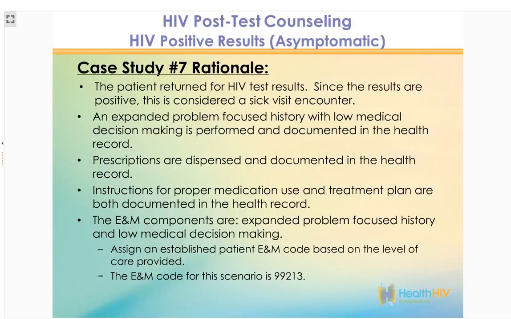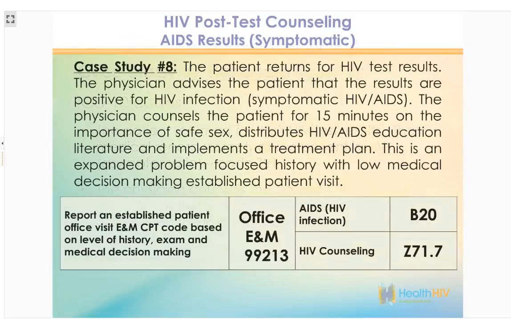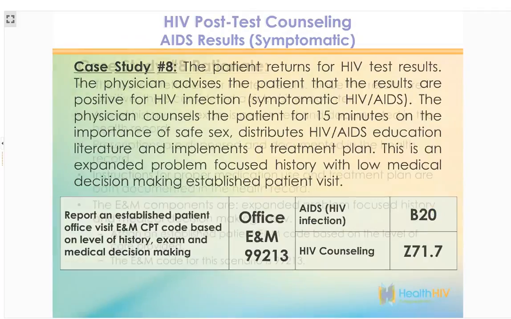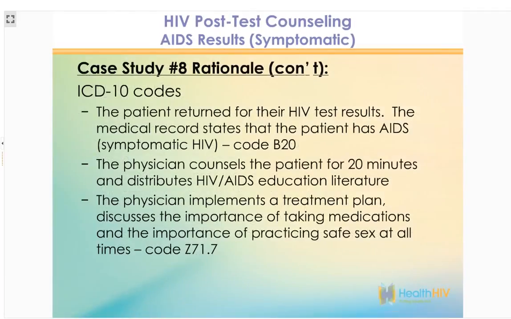This slide just gives you the rationale for the codes that we selected. Same scenario, but now the patient has the AIDS infection. The only change here is that the principal diagnosis is B20 instead of Z21. And here's your rationale.